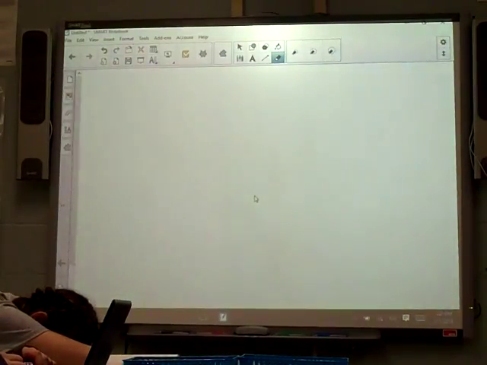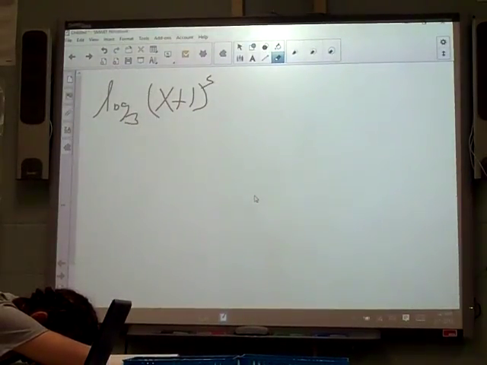There we go. Log base 3 of x plus 1 to the 5th is equal to 3. I switched gears on you, I hope you noticed. The first two that we did started off in exponential form. This one is not, because it says log, so it has to be log form. That means we're going to rewrite it into exponential form. Exponential form is b to the e equals n, so what's my b?